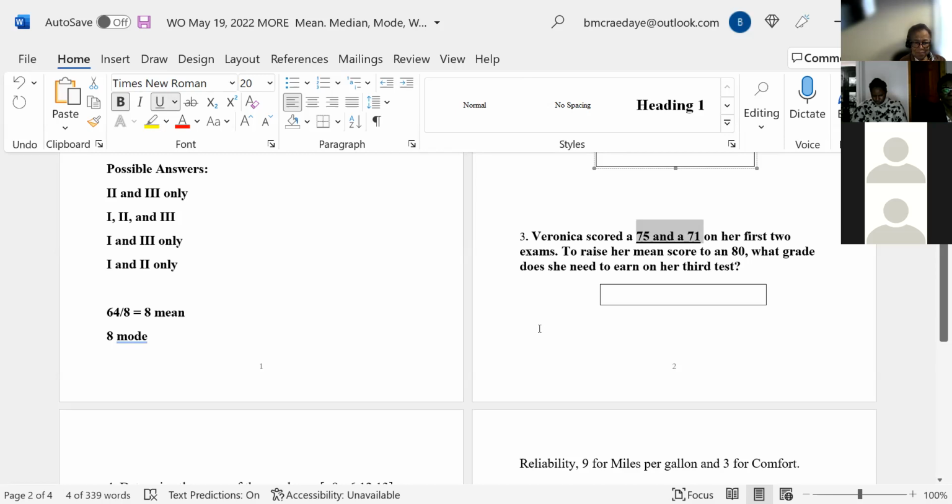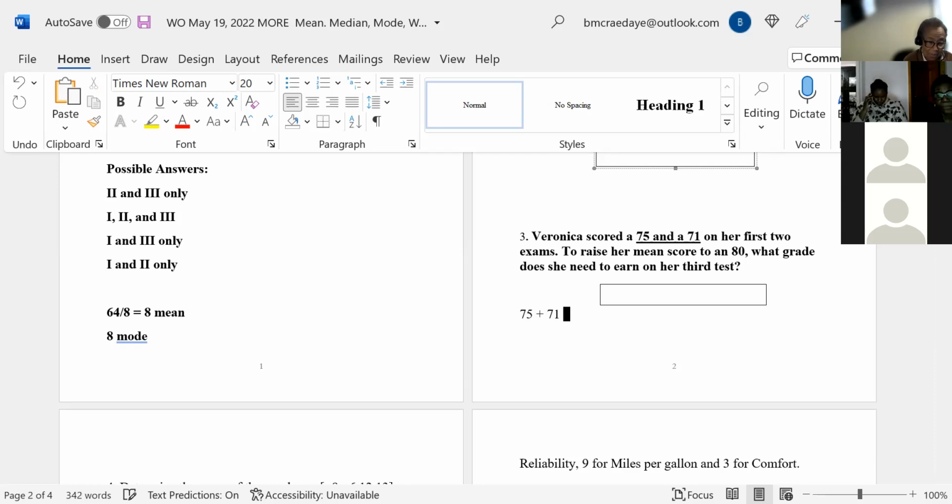So if you want to get the mean, you're going to add those two numbers together first. 75 plus 71. And that's equal what? 146. Okay, what's your second step? You divide 146 by 2.